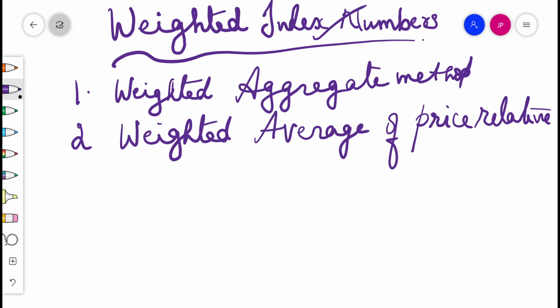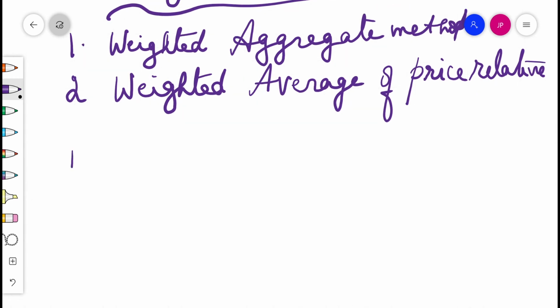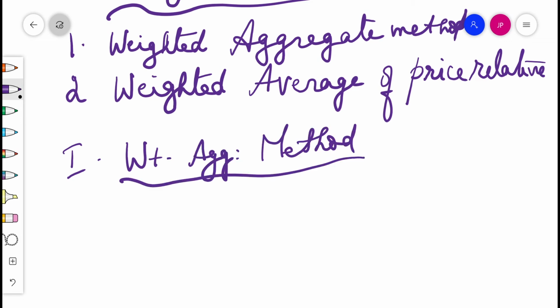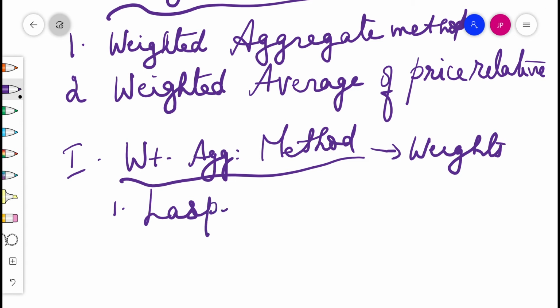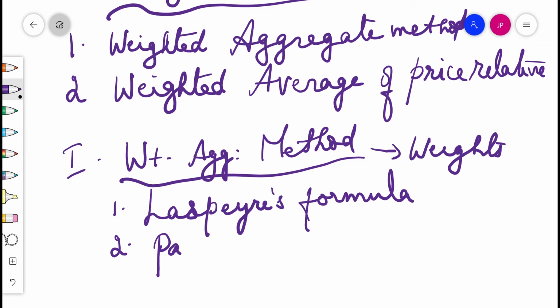The first one is the weighted aggregative method. In this method, the commodities are assigned weights on the basis of the quantities purchased. There are various formulae used in this method. We are learning two methods only: Laspeyres, Laspeyres' formula, and the second one is Paasche, P-A-A-S-C-H-E, the Paasche formula.